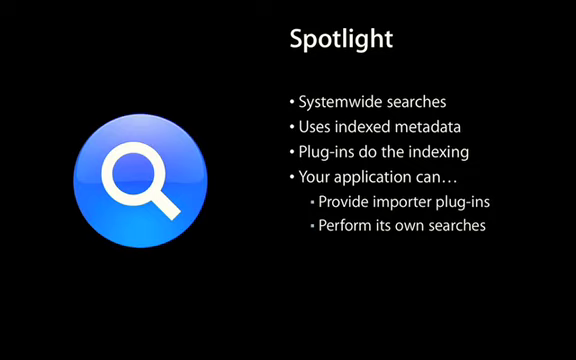All right, let's get into some of these cool technologies. The first one I want to talk about is Spotlight. Spotlight is about system-wide searching. It allows the users to find anything throughout their system. And it works on an index that's built up of metadata about each file on the system. Plugins do the indexing. So when it comes to needing to understand the metadata about a particular type of file, Spotlight looks for a plugin that can do that. Now, your application can provide Spotlight importer plugins for any custom data types that your application defines. And it can also make use of Spotlight internally.